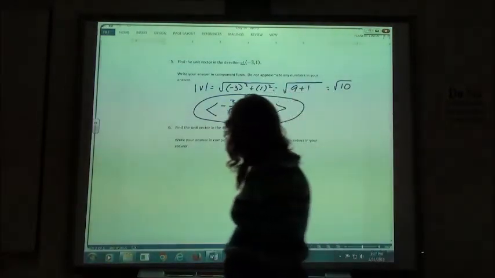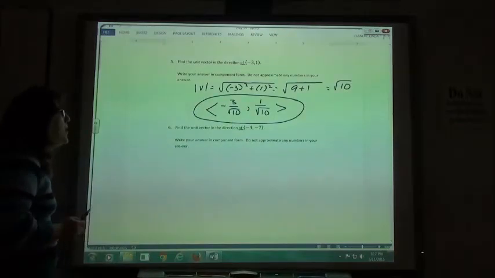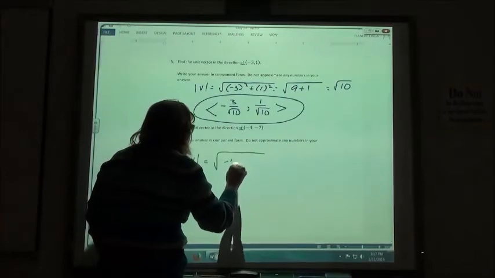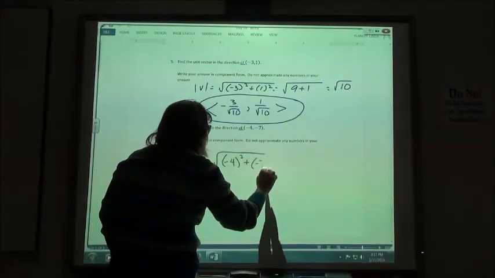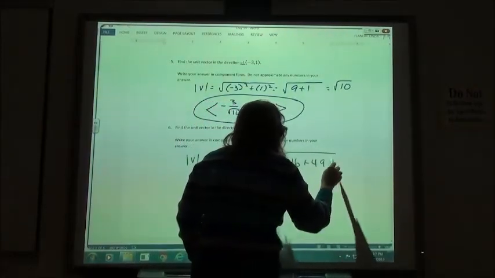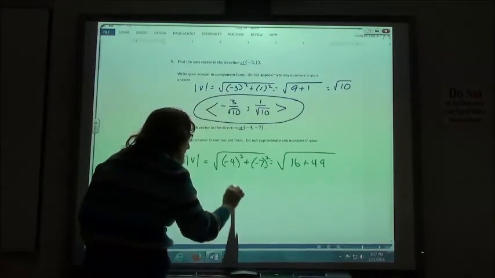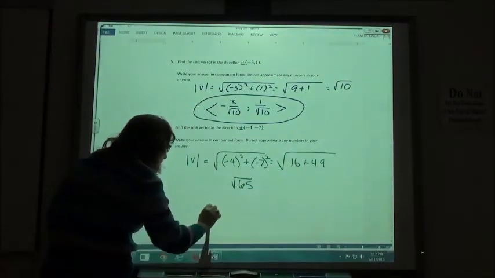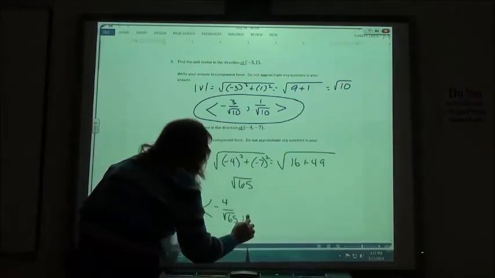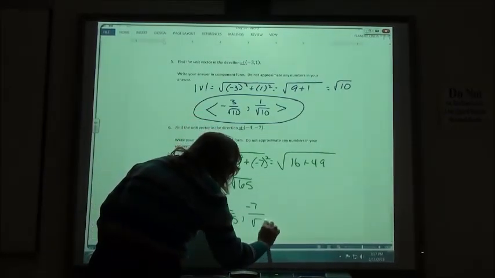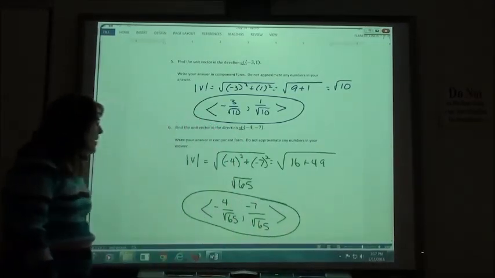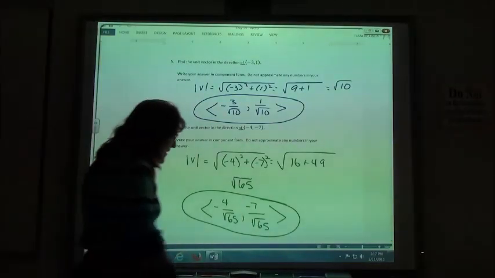Number 6, same kind of thing. Find the unit vector in the direction of negative 4, negative 7. So finding the magnitude of our original vector, negative 4 squared plus negative 7 squared would give me 16 plus 49. If I add those together, it looks like I get the square root of 65. And so my unit vector is going to be negative 4 over the square root of 65 and negative 7 over the square root of 65. And there's my unit vector that's in the same direction as negative 4 and negative 7.